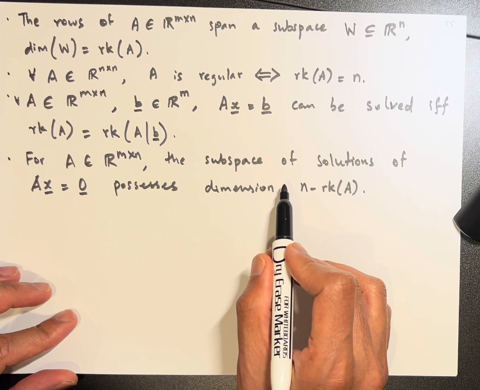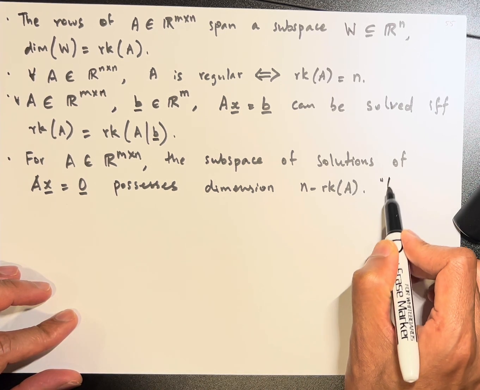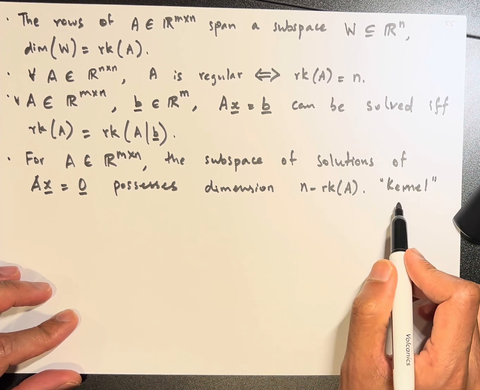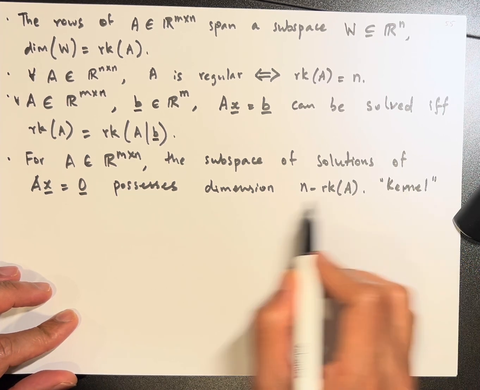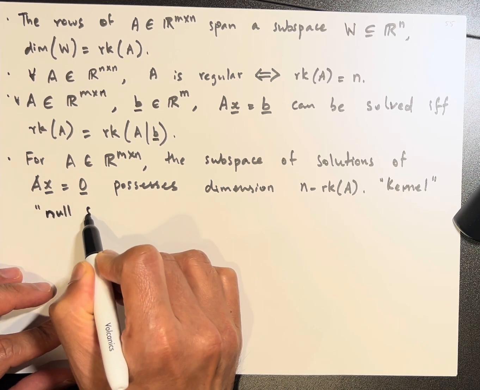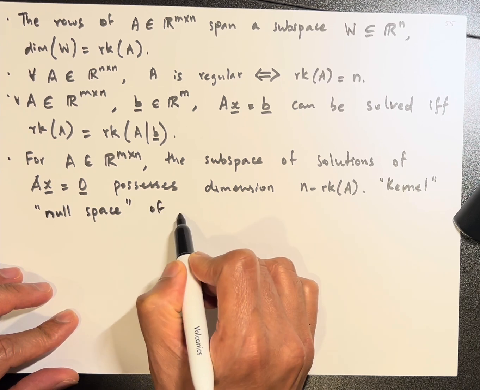So this subspace of solutions is called the kernel or the null space of A, right?